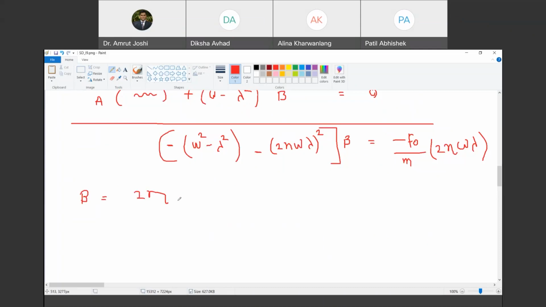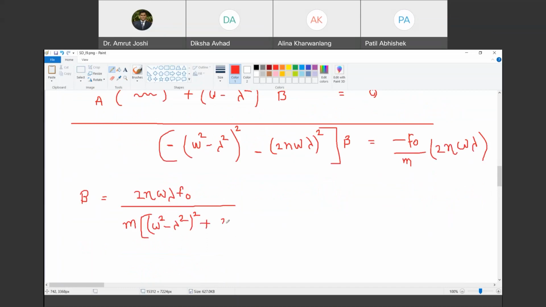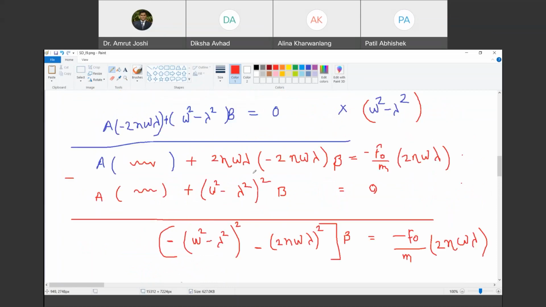2 eta omega lambda f0 divided by m into bracket omega square minus lambda square the whole bracket square plus 2 eta omega lambda the whole bracket square. This is the value of b. How do we get the value of a?